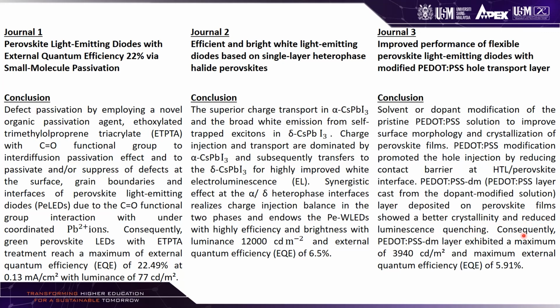Consequently, the P-dot:PSS DM layer exhibited a maximum of 3,940 candela per square meter and a maximum external quantum efficiency of 5.91%. So this is the conclusion for Journal 3.